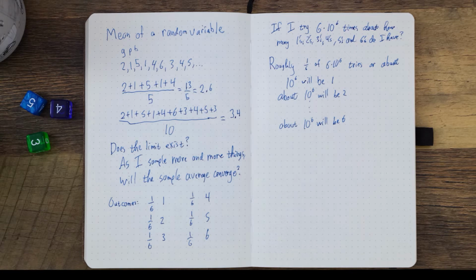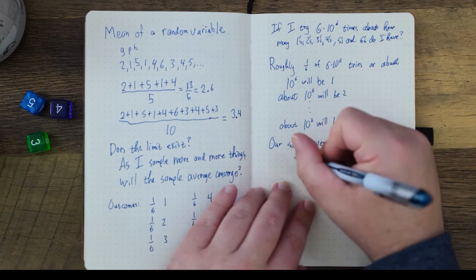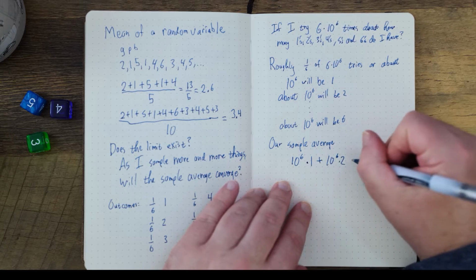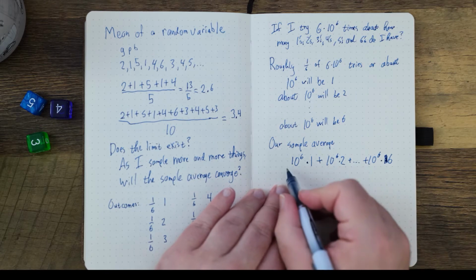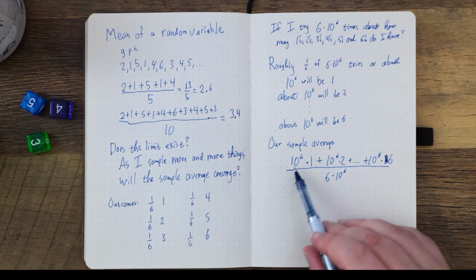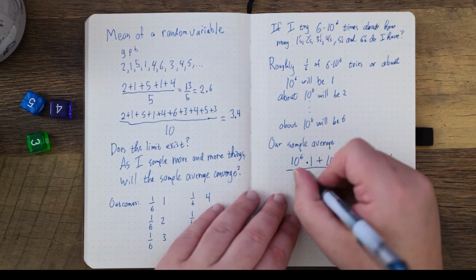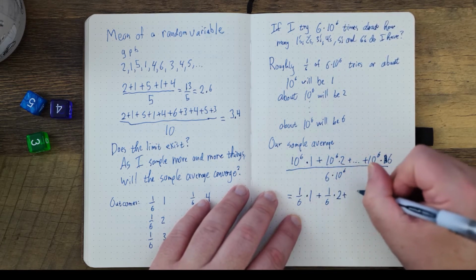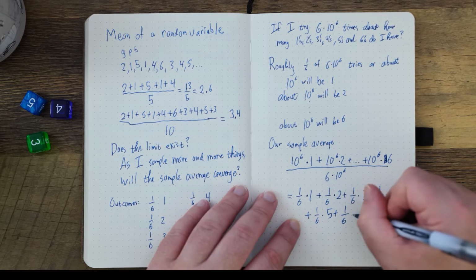Okay, so that's telling us what's inside our sample average. For our particular sample average, we've got about a million that are 1s, about a million that are 2s, and so on, up to about a million that are 6s. And all of that is divided by 6 times 10 to the 6th. So the fact that we were working with a million cancels out. We could have been working with 6 billion, or 6 trillion, and so on. No matter how large that number is, it's going to cancel out. And we're going to be left with 1/6 times 1 plus 1/6 times 2 plus 1/6 times 3 plus 1/6 times 4 plus 1/6 times 5 plus 1/6 times 6.